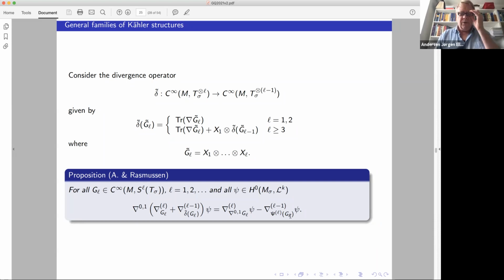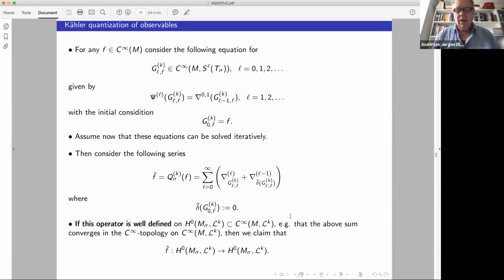So this is a very important formula because this allows us to do the following. So let's focus here first. Let's take a smooth function on M. And so I will start a recursive system of tensors by starting with f itself. That's a 0 order tensor. And then I will take the d-bar operator, apply it to that. So if f is not holomorphic, I will get something there.